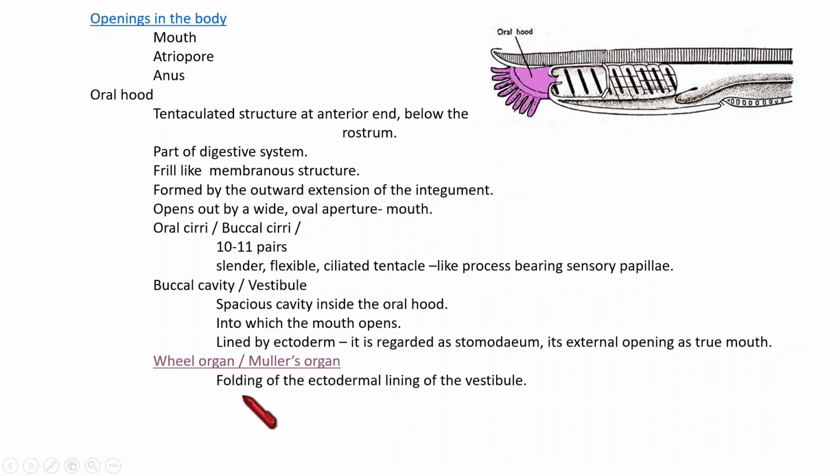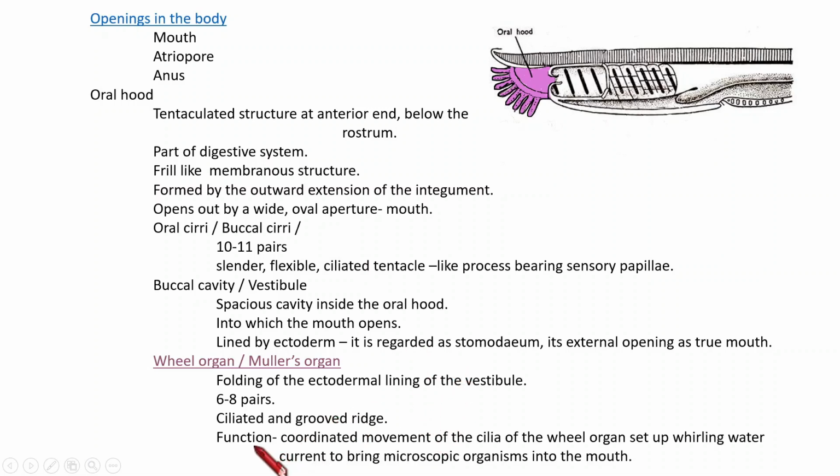What are these organs? They are the foldings of the ectodermal lining of the vestibule. We just saw what its appearance is. What is Muller's organ? They are foldings of the ectodermal lining of the vestibule. This is the vestibule. Its ectoderm lining forms certain foldings. And what about the number? 6 to 8 pairs of foldings are present. And those foldings, as I showed in the former picture, are ciliated and have a grooved ridge.